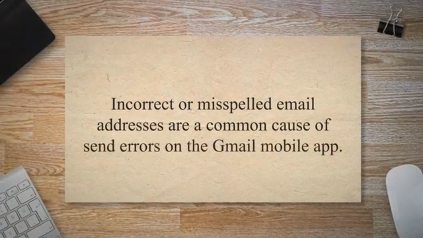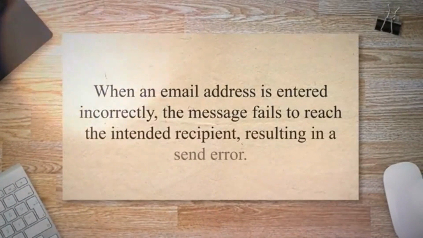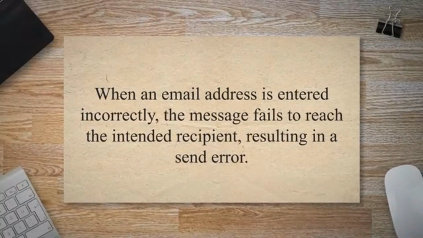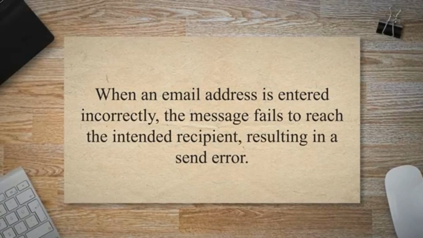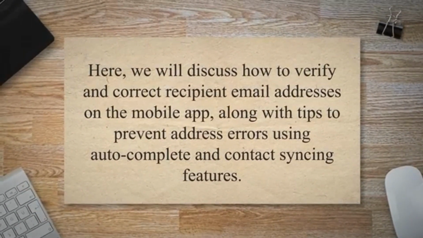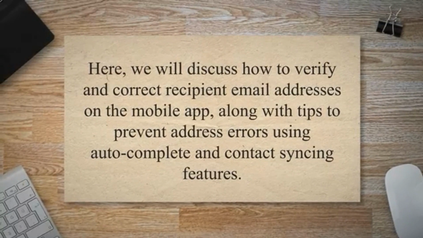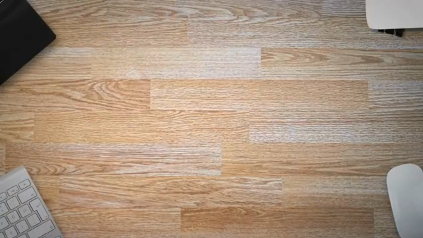Incorrect or misspelled email addresses are a common cause of send errors on the Gmail mobile app. When an email address is entered incorrectly, the message fails to reach the intended recipient, resulting in a send error. Here, we will discuss how to verify and correct recipient email addresses on the mobile app, along with tips to prevent address errors using autocomplete and contact syncing features.